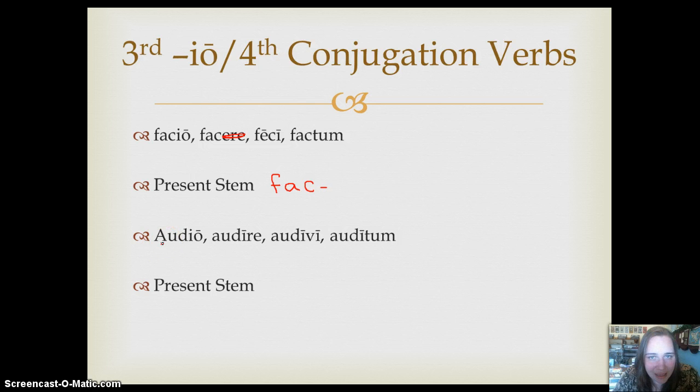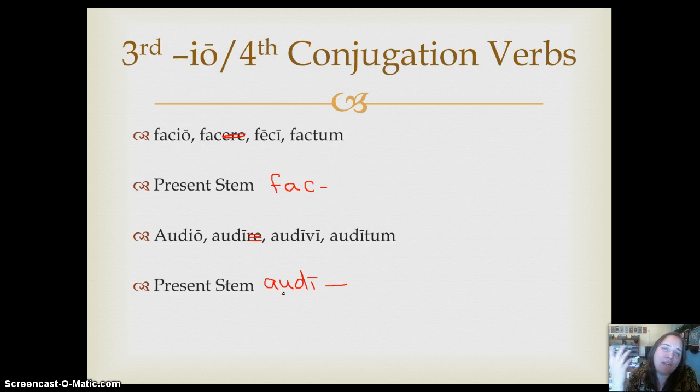Now, the 4th conjugation technically gets its present stem by removing the RE from the second principal part, just like the 1st and 2nd conjugation. So its present stem is aud, okay? What that means is that all you need to do is add the endings and the signifying vowels. So you still need to include the U in the 3rd person plural of the present active indicative. You still need to add the A and the E in the future onto this aud, onto this present stem.